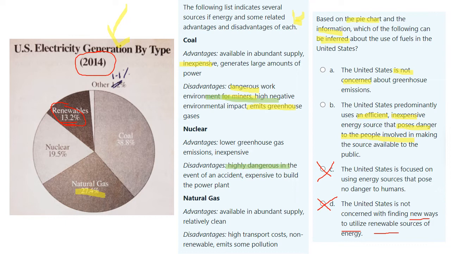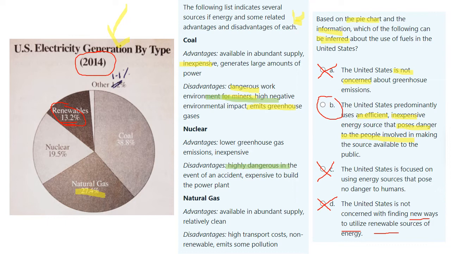We need to think carefully about A and B. The United States is not concerned about greenhouse gas emissions. Now, again, that is a little bit too broad. We don't know. If coal and natural gas used to be a lot higher and now it's reducing, then that might be evidence that they do care about greenhouse gas emissions. But if it's stayed the same, then that would be evidence that they don't care about greenhouse gas emissions. Simply, we don't know. B can be supported by the information that we have.